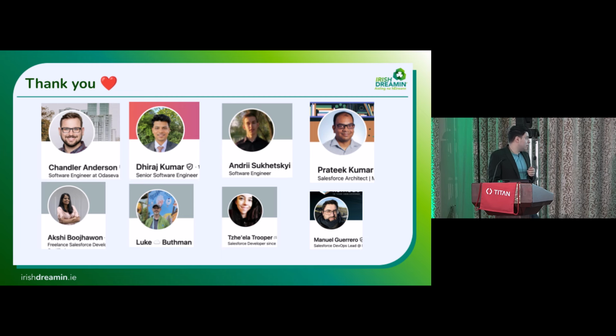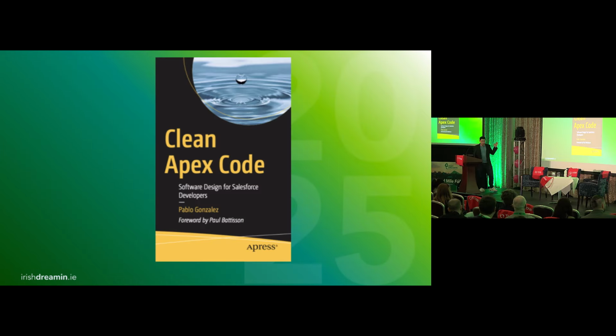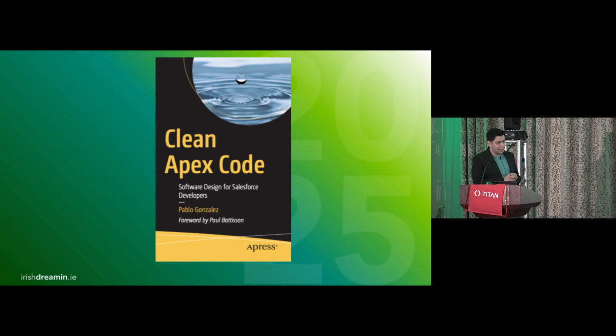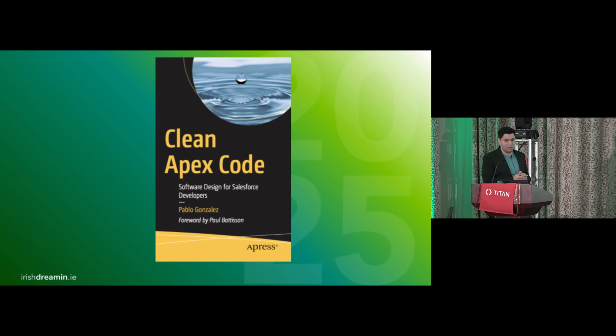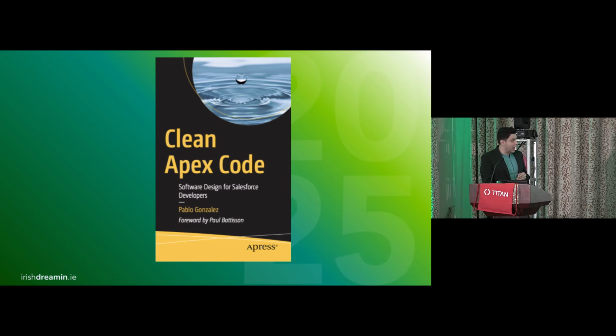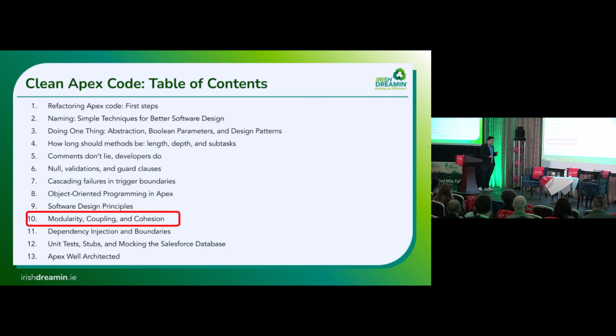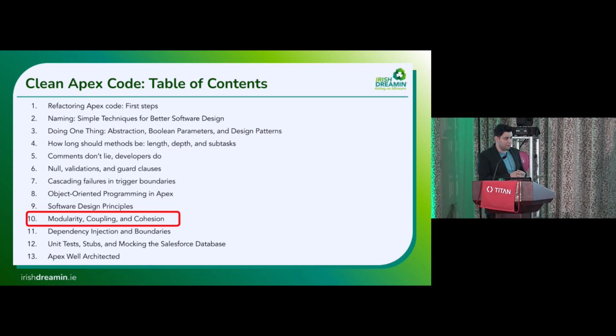After a year of work, I can finally show the book cover of Clean Apex Code: Software Design for Salesforce Developers. I'm very happy that the book is coming out soon. It should be available for purchase maybe May or June this year. This is the table of contents of the book, and today's session is basically a summary of chapter 10, which is about modularity, coupling, and cohesion.